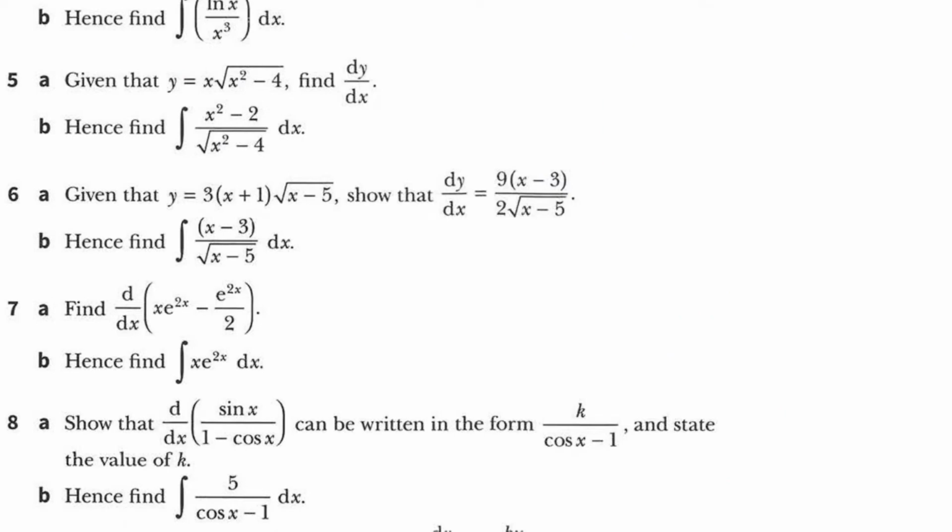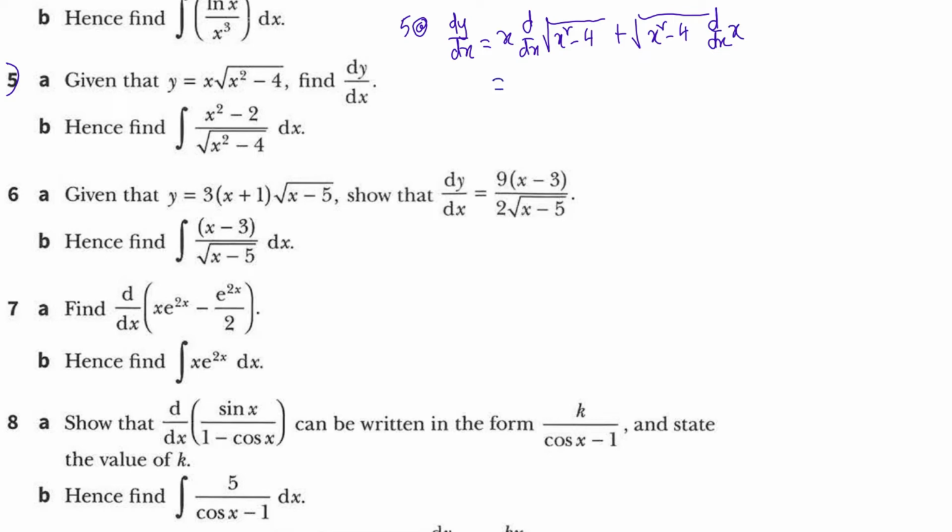Let's move to question number 5. It is written here y equals this one, and we need dy/dx for the first expression. We need to apply the product rule: dy/dx is x d/dx of root(x² minus 4), plus root(x² minus 4) d/dx of x.